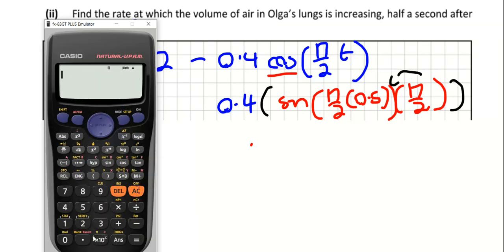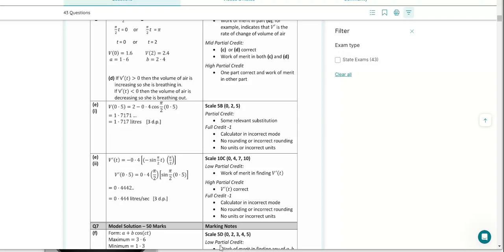I'm going to type it all in again. 0.4 multiplied by pi over 2, multiplied by sine. Oh, what's pi over 2 times a half? Pi over 4, isn't it? I'm going to try pi over 4 this time. Close bracket. There we go. 0.444. And that is worth 10 marks.